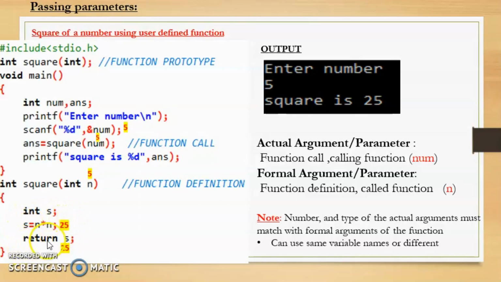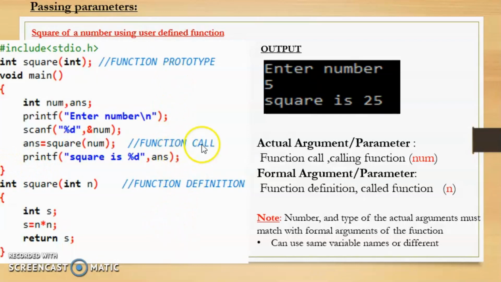Next we need to return the result back to the calling function. The result is stored in s, so I have written the statement return s. That means 25 will be returned back to the calling function. So over here we will get 25, and this 25 will be assigned to the variable answer. Finally, we print the answer, that is we print square is 25. There are no more statements after this in the main function, so the main function will terminate, and once the main function terminates, the program will also terminate.